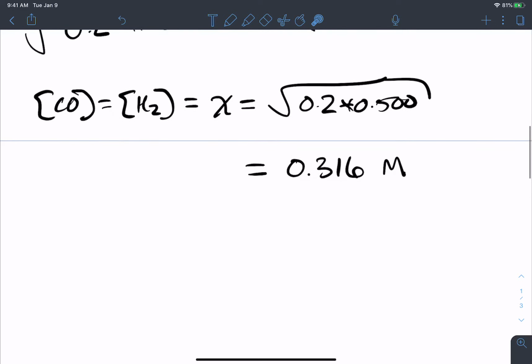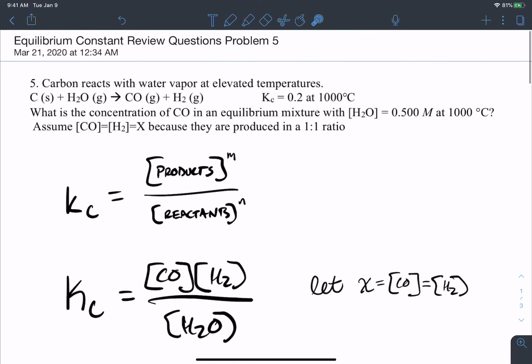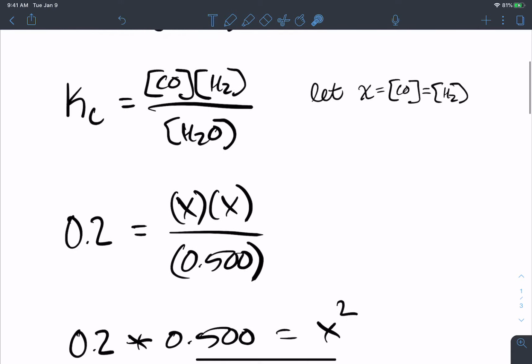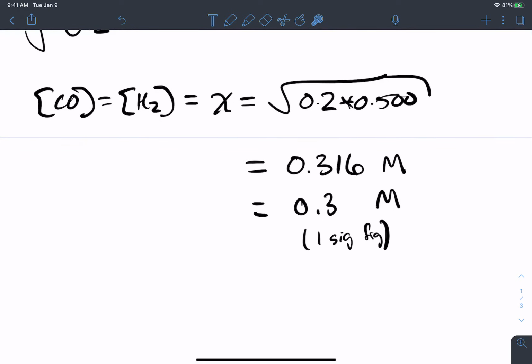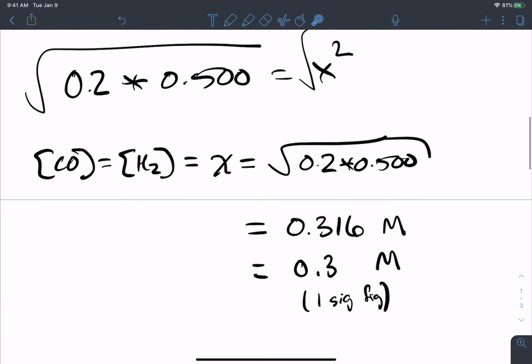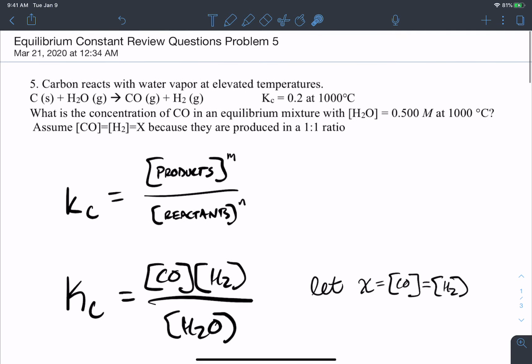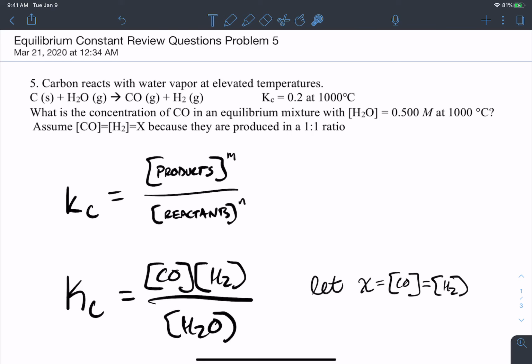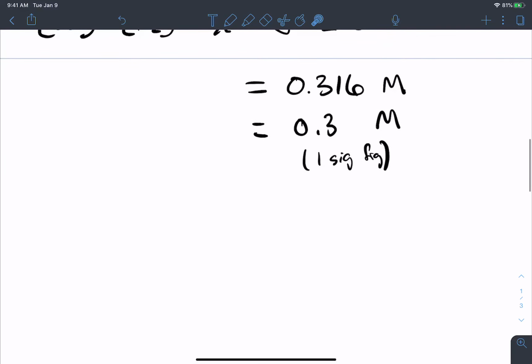You may have noticed that the K sub C was given with only 1 sig fig, so technically it would not be incorrect to report this to 1 sig fig, so that would just be 0.3 molar. Remember that that leading zero is insignificant, so it's only your first non-zero digit and then the rest. So 0.3 would be 1 sig fig. I think the author of the question intended for it to be reported to 3 sig figs because they gave the concentration of H2O with 3 sig figs, but technically you can get away with just writing 1.